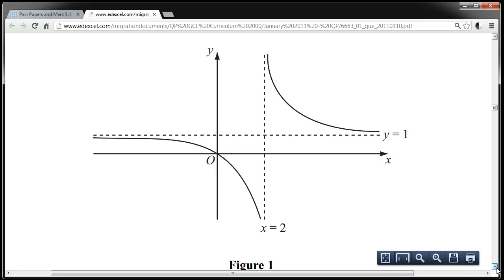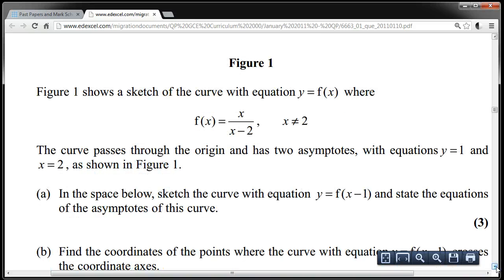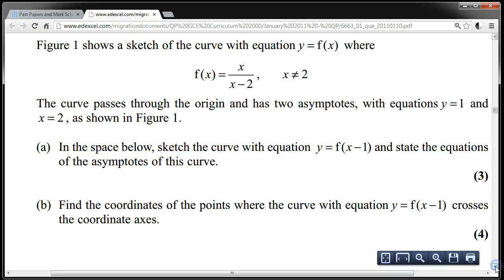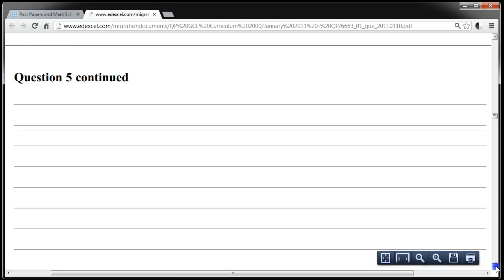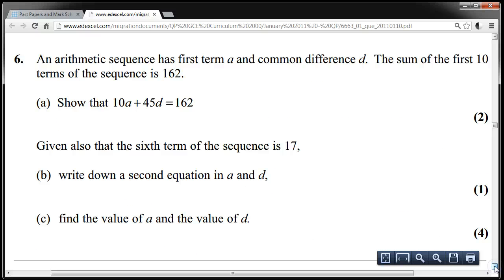Question 5 is this sketch with some asymptotes at 2 and y equals 1, and you've got this curve here given in the sketch. So you've got this sketch of that function, and then we have to draw some other functions, 3 functions here, f(x) minus 1, and where it crosses the axes. And the asymptotes, yeah, nice question there, that's good. So that doesn't look too bad as well. Simple little curve sketching.